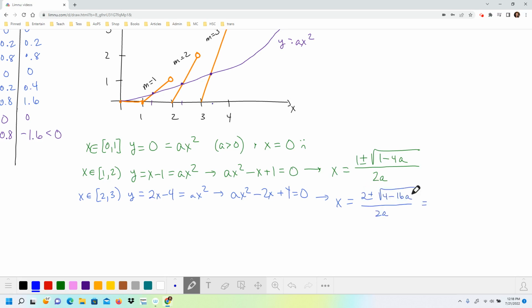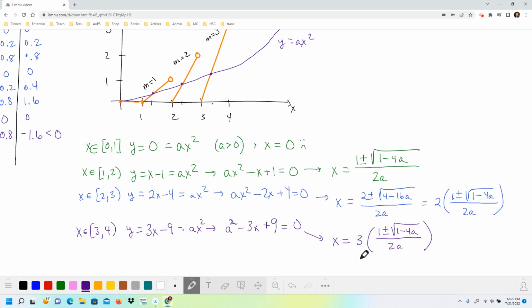I'm going to factor out the 2 because when I do that, I get the solution for x in the previous interval. Let's consider x in the interval between 3 and 4. The equation for this line is 3x minus 9. Solving for x, we get 3 times what the solution was in the interval between 1 and 2.